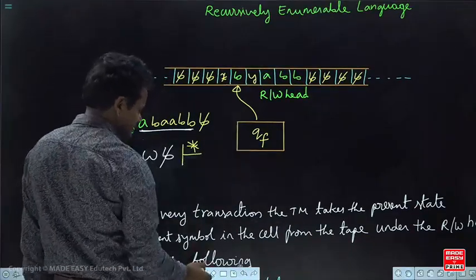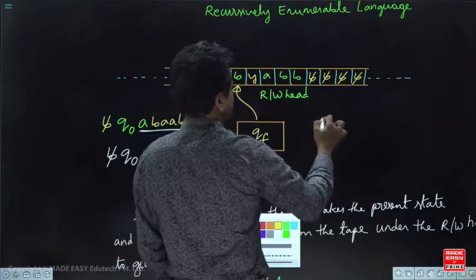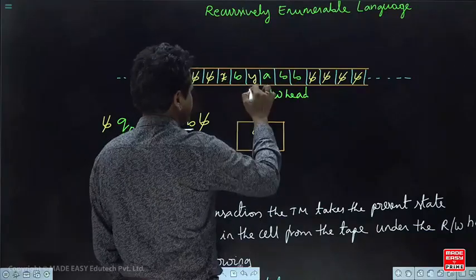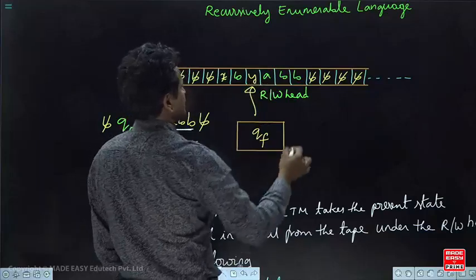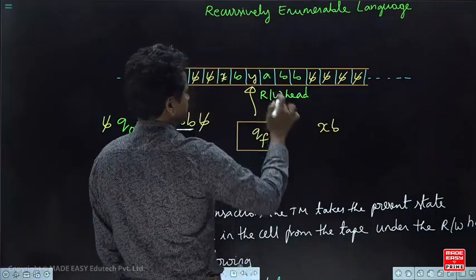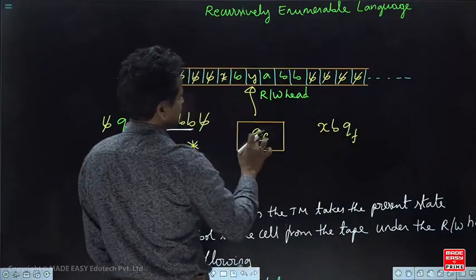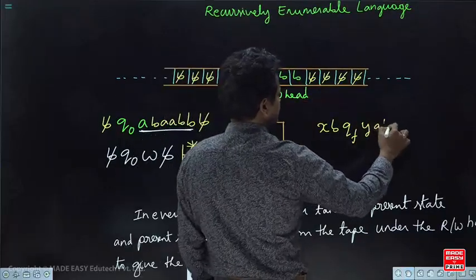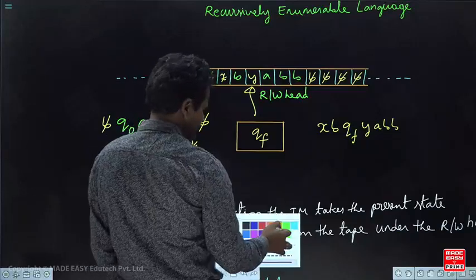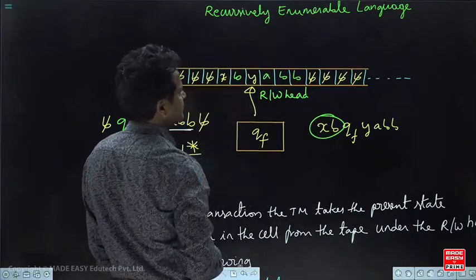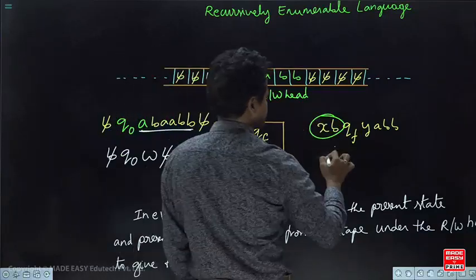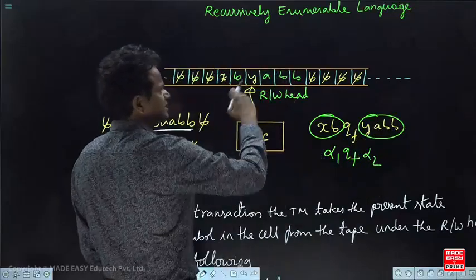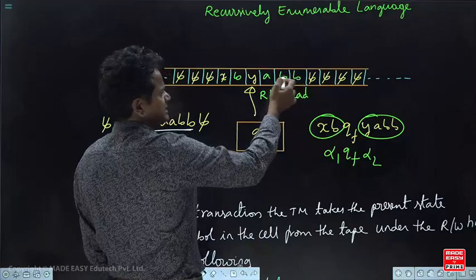How do you represent this situation? Look at this, guys. Suppose the machine has stopped here. How do you represent this? We write X B, and the present state QF before Y. So QF is the present state, Y is the present input symbol, and then the remaining input symbols. What are these? These are combinations of input and tape symbols; simply you can say tape symbols. Let it be alpha 1, and these are combinations of some tape symbols, alpha 2. Suppose B can be replaced by some other symbol Z, or this is X, something like this.